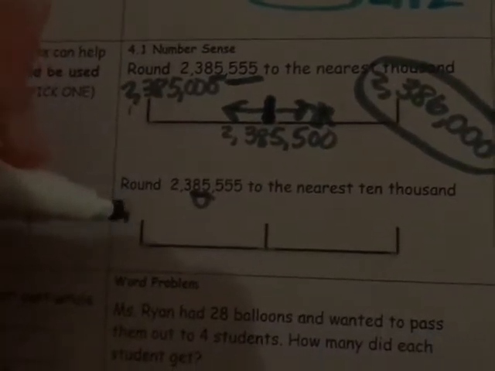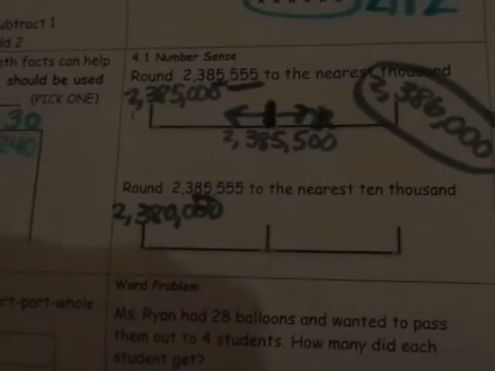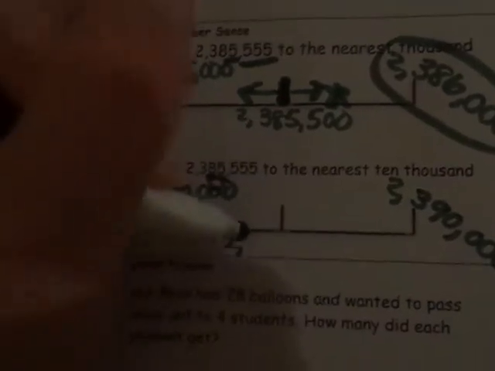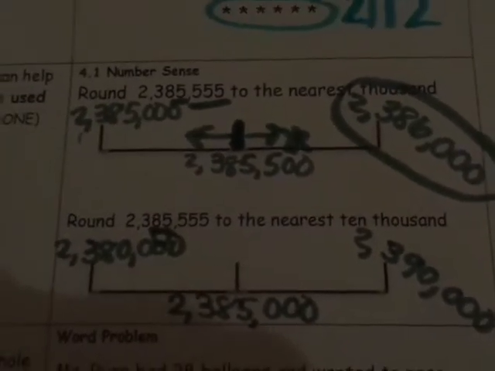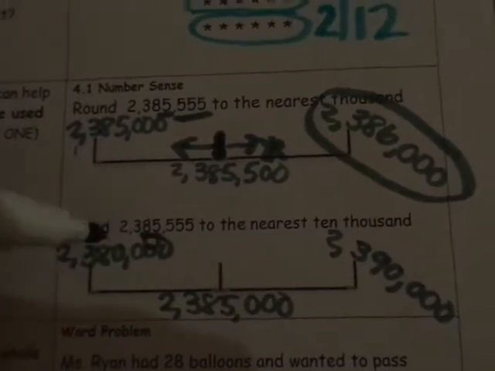So over here would be 2,380,000. And over here we're going to add 10,000 to it, 2,390,000. And in the middle, 2,385,000. That's that magic 5. 5 or more, raise the score. So when we look behind it, it's a 5 here.